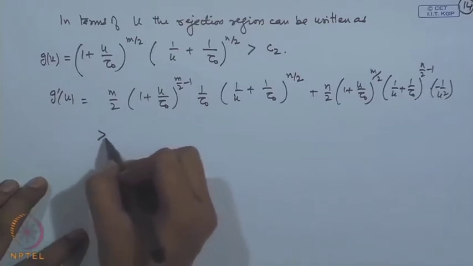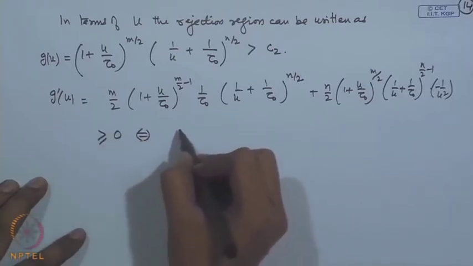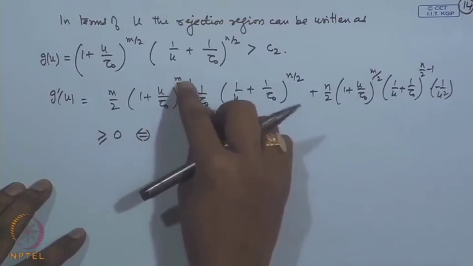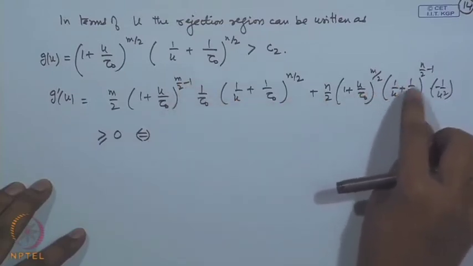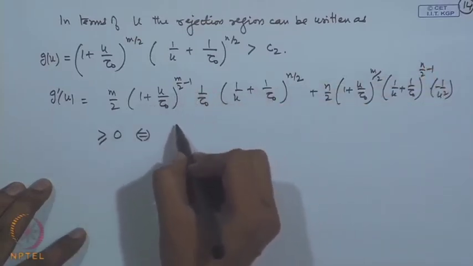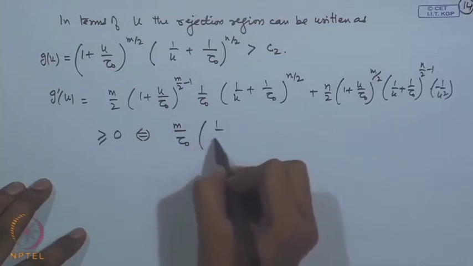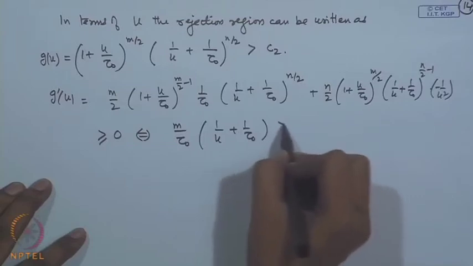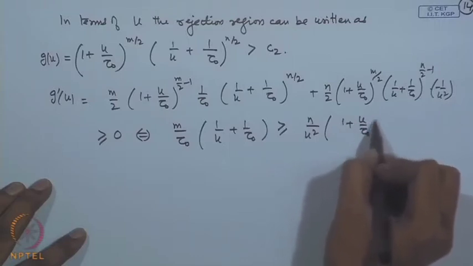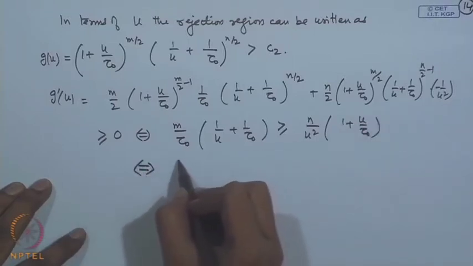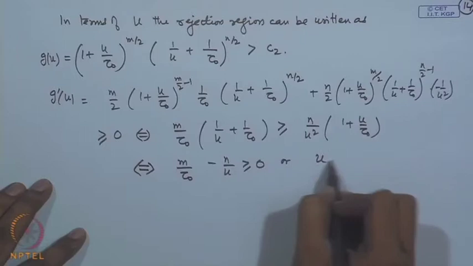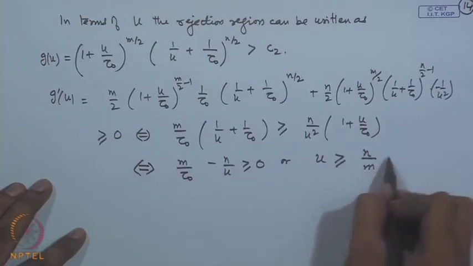So, this is greater than or equal to 0 if and only if, and this will require certain simplification. I can take common (1 + u/τ0)^(m/2 − 1) and (1/u + 1/τ0)^(n/2 − 1). If I take this common and adjust the terms, the condition reduces simply to (m/τ0)(1/u + 1/τ0) greater than or equal to (n/u²)(1 + u/τ0), which is equivalent to m/τ0 − n/u greater than or equal to 0, or u greater than or equal to n/(m τ0).